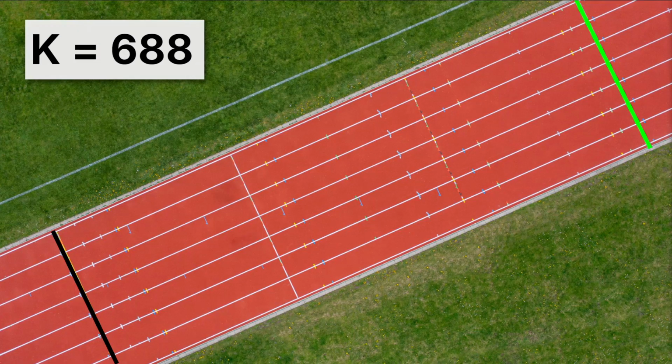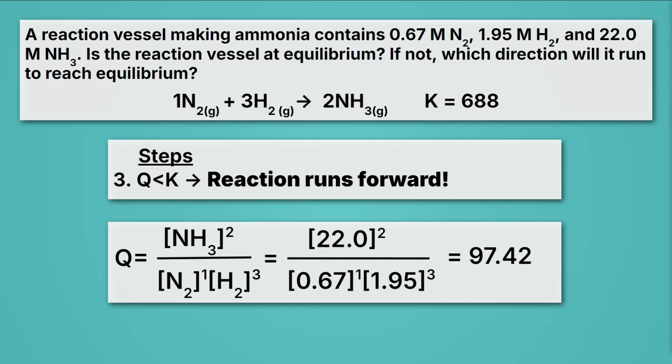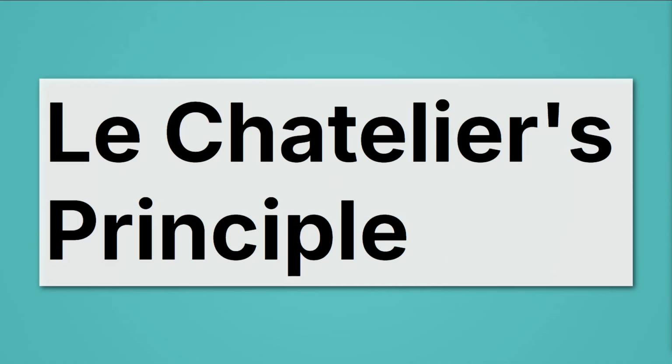Our finish line is no longer at 100. This apparently is a 688-yard dash, a much less pleasant race, and Q is all the way back at 97.4. So that, of course, means we're not at equilibrium and that the reaction runs forward. Okay, with this all in mind, let's now jump into Le Chatelier's principle. And I think Le Chatelier's principle will make a fair bit more sense with this analogy in place.